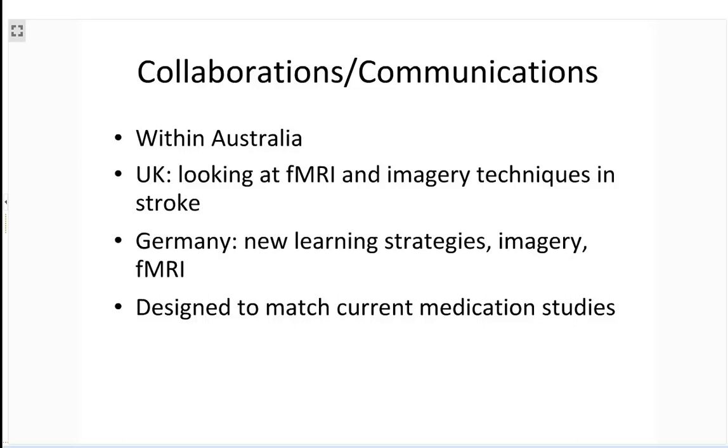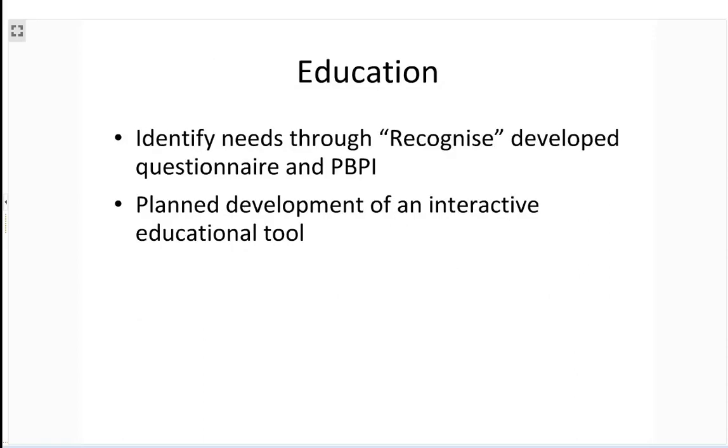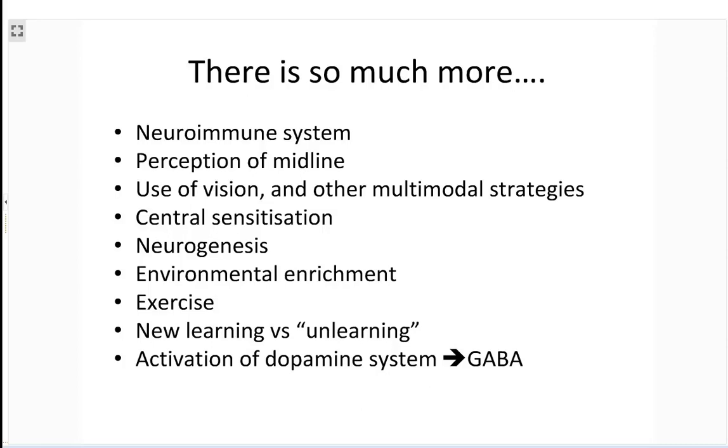People that have helped us come on board, we've certainly got some great networks within Australia. People like Lorimer Moseley and David Butler, both from South Australia, that are fantastic pain researchers and pain educators, as well as in communication with people in the UK that are combining some of these things, and in Germany as well. As I said, we've designed it to match some of these medication studies looking at profiling. We'll also be able to get information from that study to then identify potential education needs, so that there's scope for an educational program to be developed for people with pain in stroke, which has been shown to be incredibly effective for other pain groups.